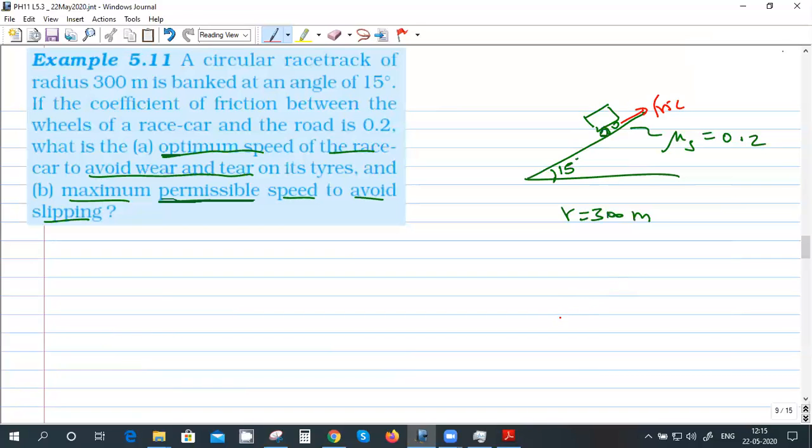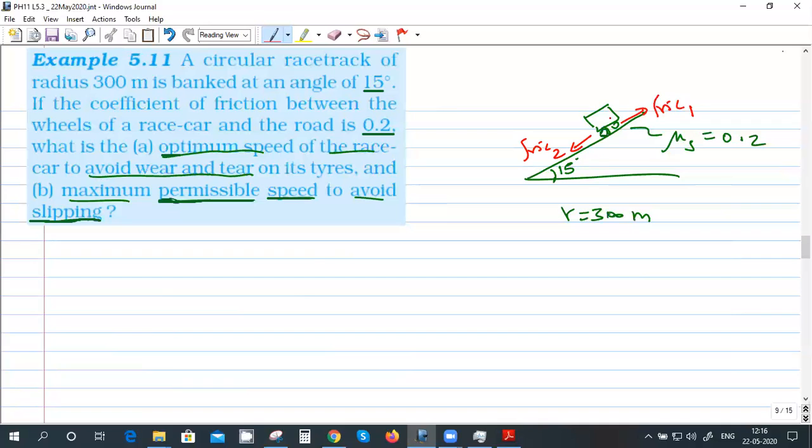Suppose the car is moving at a very high speed, then the direction of friction force is which way? Down. In the second case, it will be down, because when it's moving at a very high speed, the car will try to move out. So the friction force in the second case will be downwards. So friction force one is at low speed, at rest and also at low speed, and at high speed the friction force direction will change. So you have to find both the values.